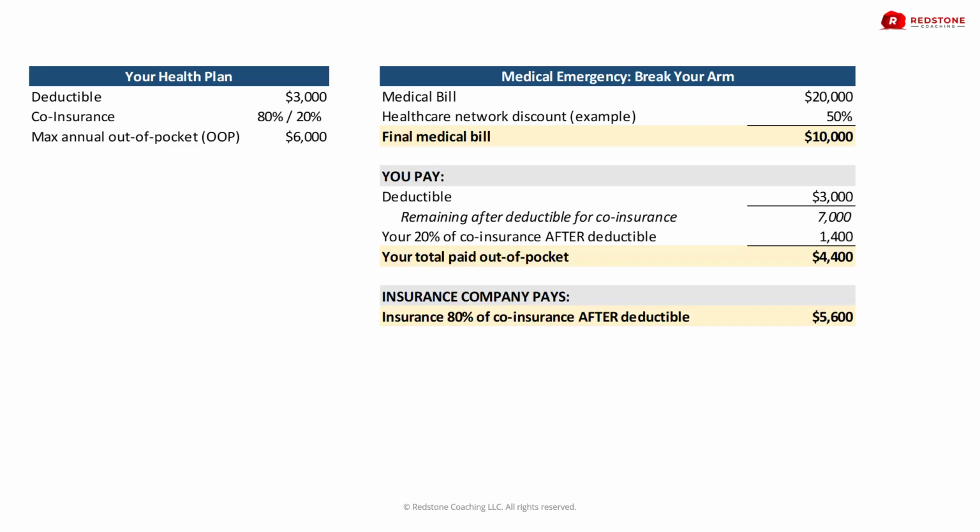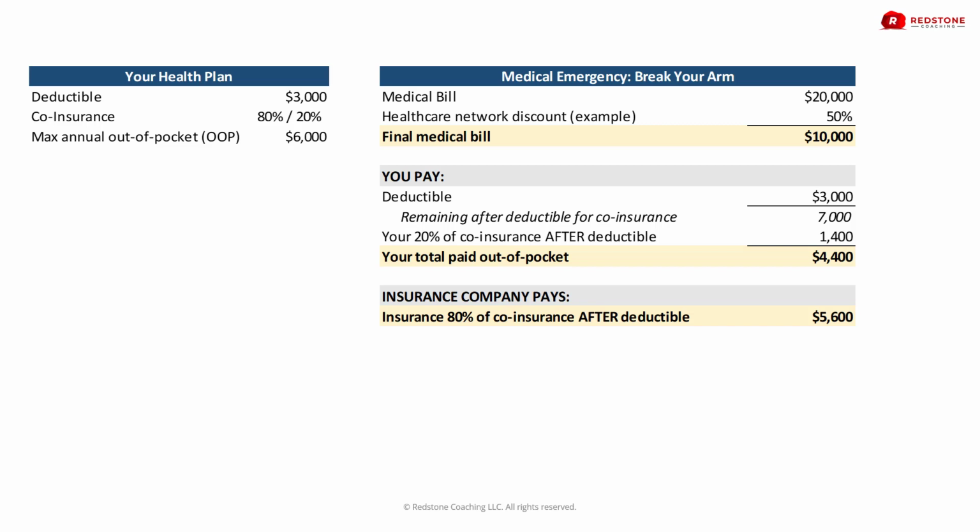So this $10,000 has to be broken down and paid for. Well, the first money that goes to this $10,000 is your deductible. So your deductible is $3,000. So that means you will pay the first $3,000. After you pay that deductible, there's $7,000 left. Well, that $7,000 is going to be split between you and the insurance company. And the split is the coinsurance split. So 80% of that $7,000 is going to be paid for by the insurance company, and 20% of that $7,000 is going to be paid by you.